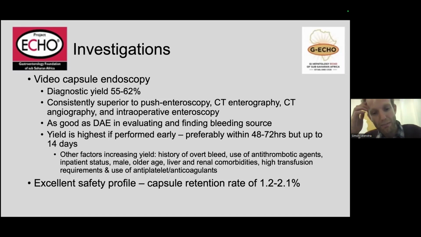It's got an excellent safety profile, the main complication being that of capsule retention, but that rate is only about 1 to 2%. And so unless there's a major concern for retention in the setting of either previous obstruction or maybe known Crohn's disease or something along those lines, then there's no need to perform imaging prior or a patency capsule. One can just go straight to your video capsule.